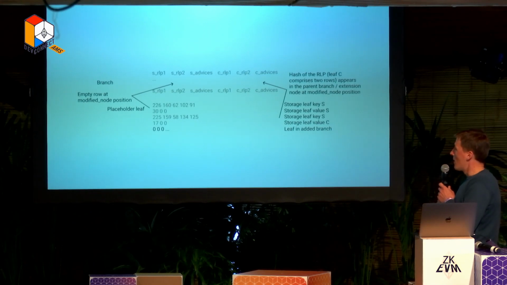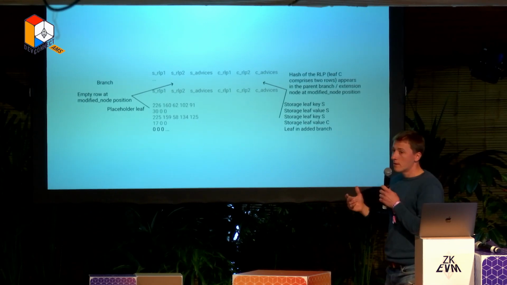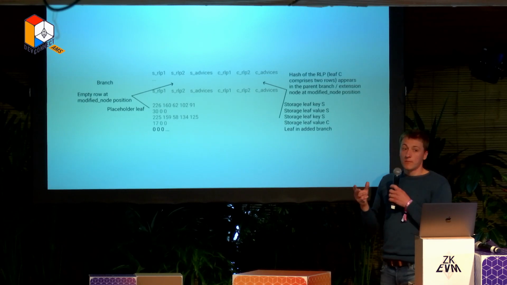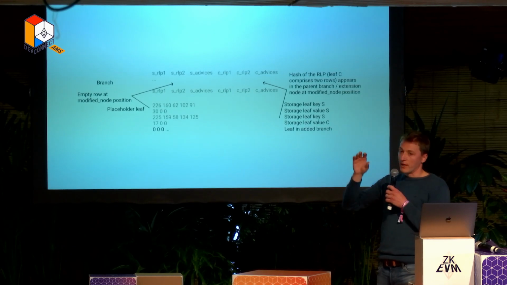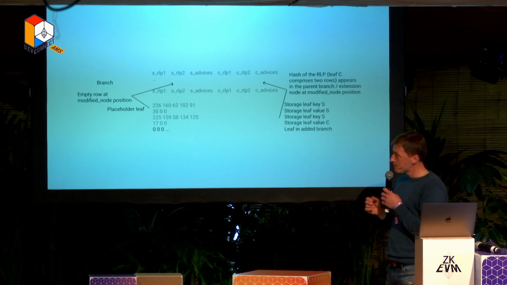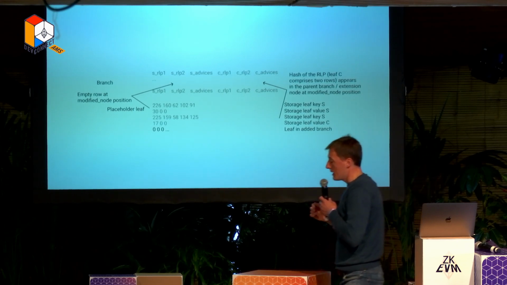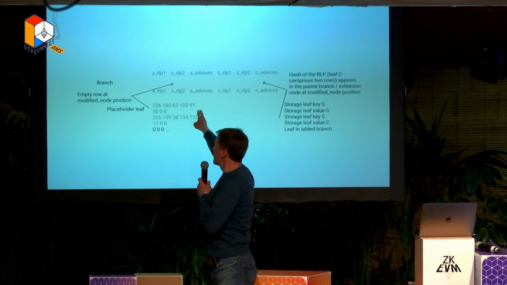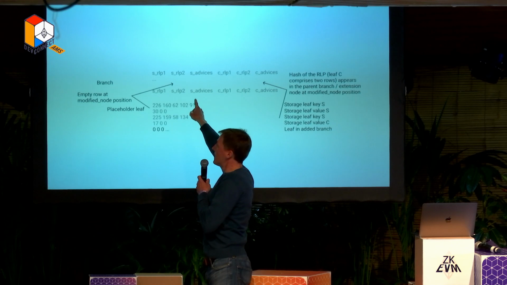Yeah, and another special case is when there was no value specified at some key, the get proof returns just branches, so there is no leaf. And in this case, again, some placeholder values are used, and it needs to be checked that at this position, it's just an empty row in the branch.